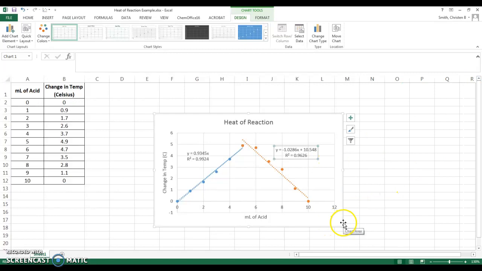This is what your graph needs to look like for the heat of reaction. You'll use the equation of the two lines of best fit, and you can solve for the intersection of those lines to find your value for delta T max. This is what your graph is going to look like for the heat of reaction experiment for College Chemistry 1, and I hope this video helps you.